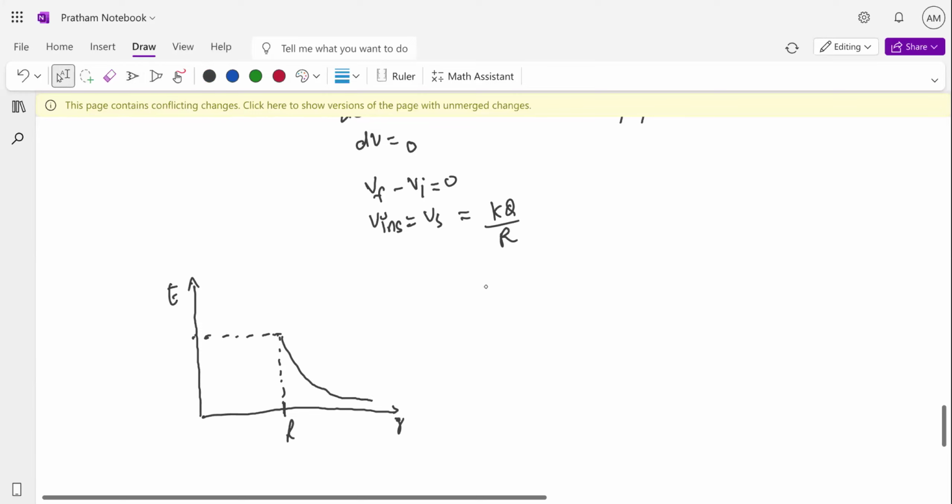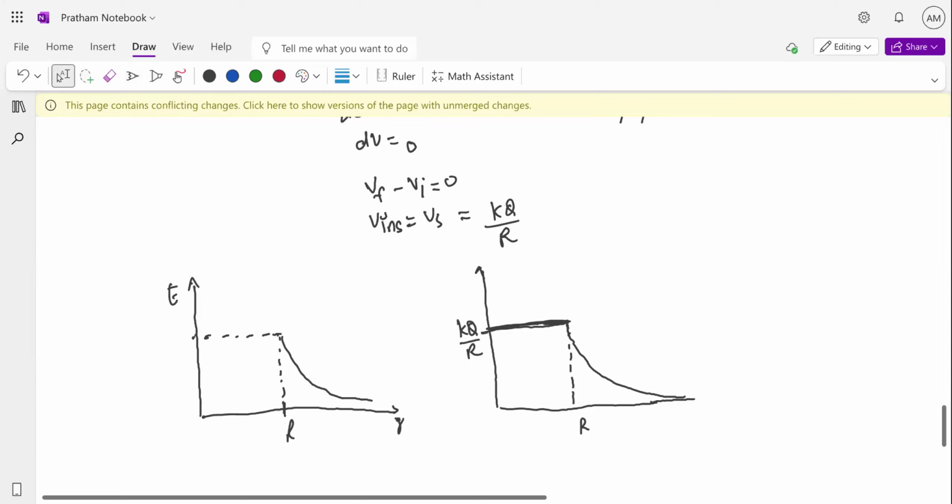How will your potential look in this case? It had some constant value from the very start, right? Till distance R, it had a constant value. What was this constant value? K q divided by capital R. After this, because distance is increasing, it starts decreasing. But how is it decreasing? It is decreasing like this. Clear?